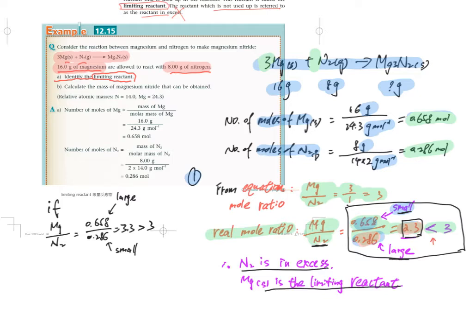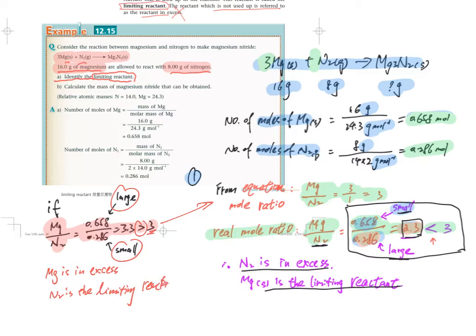Let's see the left-hand side: if magnesium to nitrogen is equal to the real moles, something like 0.658 divided by 0.286, the answer turns out to be 3.3. 3.3 is actually greater than 3, and 3 is the theoretical mole ratio, right? So if it is greater than 3, that means the numerator should be larger and the denominator smaller. So we can conclude that Mg is in excess because it's a larger amount, and N2 should be the limiting reagent.